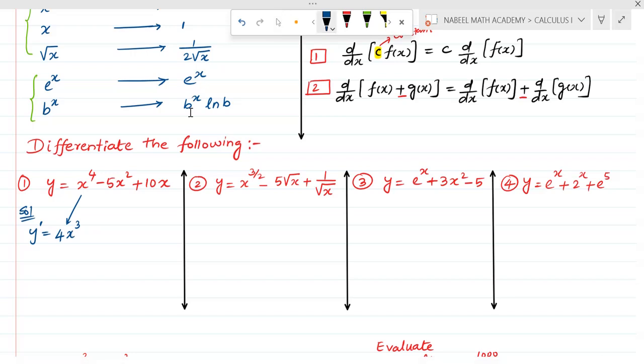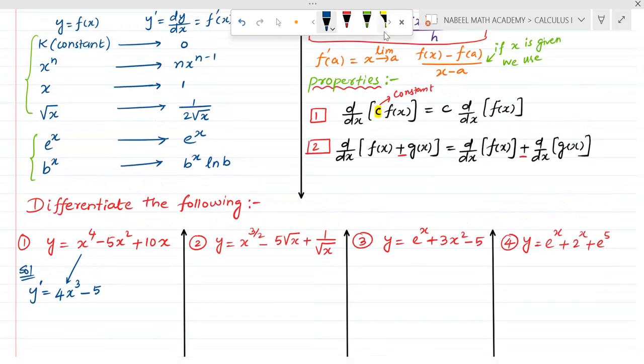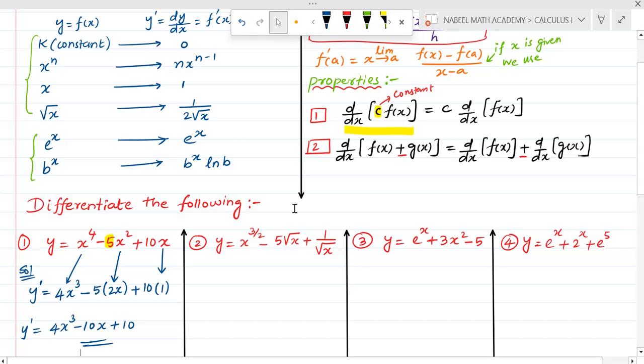Similarly, the next one, 5 is a constant. As per the property, we fix the 5 and differentiate x square. What is the derivative of x square? It is 2x. Plus 10, the derivative of 10x is 10. Now simplify: y prime is equal to 4x power 3 minus 10x plus 10. So this is the derivative of the first function.